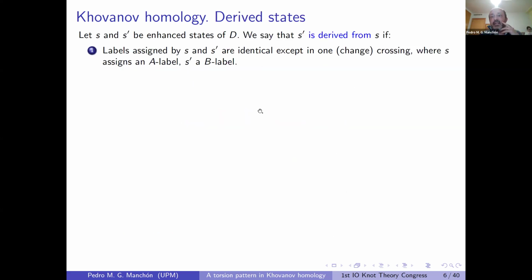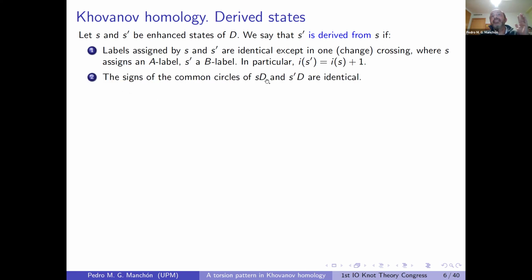Now we are going to define the differential, and we need to define first the meaning of the expression S' is derived from S. S' and S are both enhanced states. We say that S' is derived from S if the labels assigned by S and S' are identical, except in one crossing. We call it the chain crossing. In that crossing, S assigns an A label and S' a B label. In particular, I of S' is I of S plus 1. The signs of the common circles of SD and S'D must be identical, and the quantum degree must be equal. So as I increases by 1, we need tau to decrease by 1 in order to keep the quantum degree.